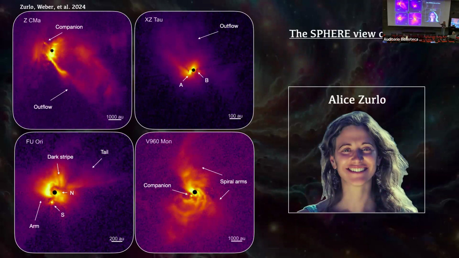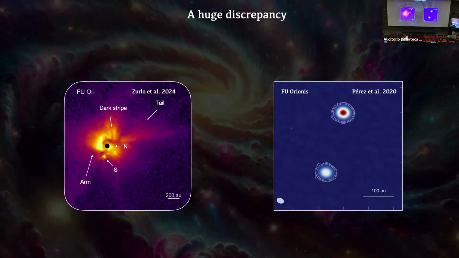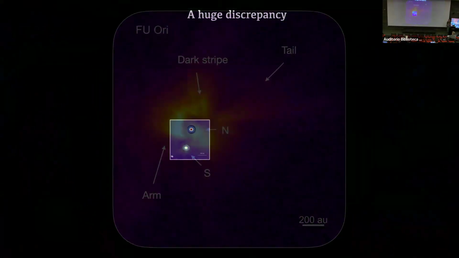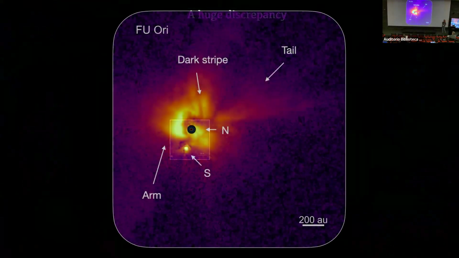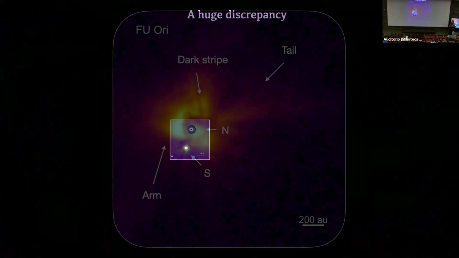We can see here four disks that was published this year by Alice, and we see a lot of structure, a lot of dynamic events, and large-scale effects. And just to put this a bit into context, we can look at the most prominent case, FUor. We see here on the left the sphere image, on the right the ALMA image, and that's just the direct comparison of the two, where we see the smooth millimeter emission and the really disrupted near-infrared view.